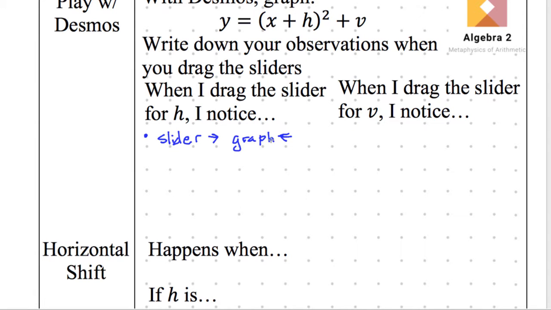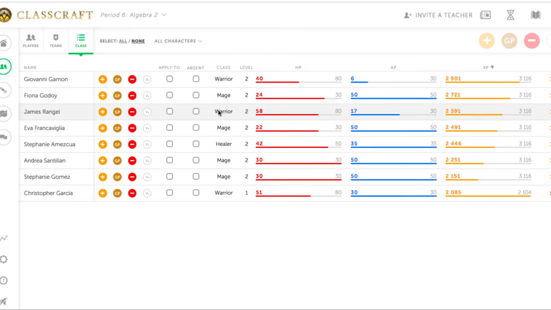Yeah, Andrea, go. For V? Either one. Yep, V. For V, I saw that when I go right, it goes up. When I do the slider right, the thing goes up. When the slider went right, that meant that the function went up. So the graph went up. Okay. What else do we get?